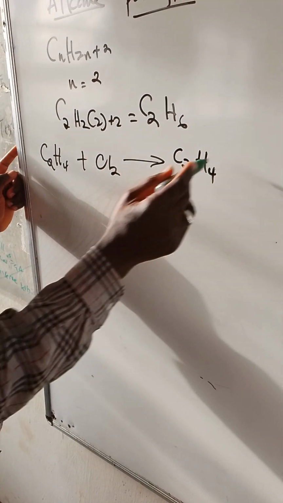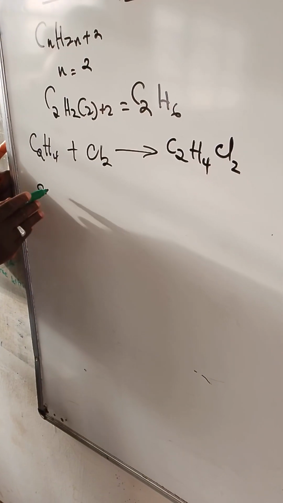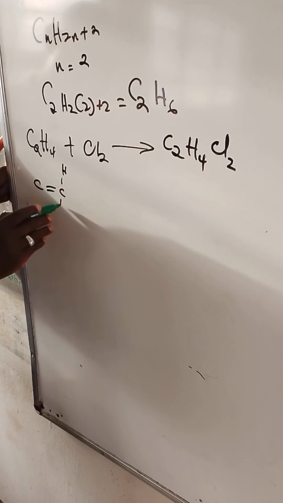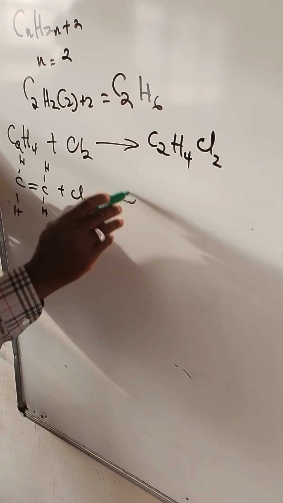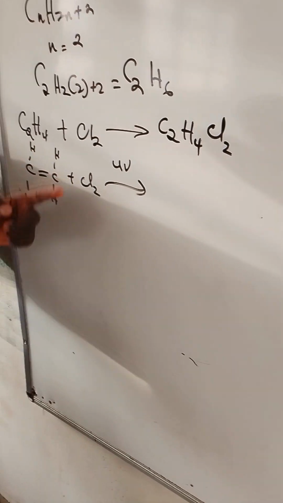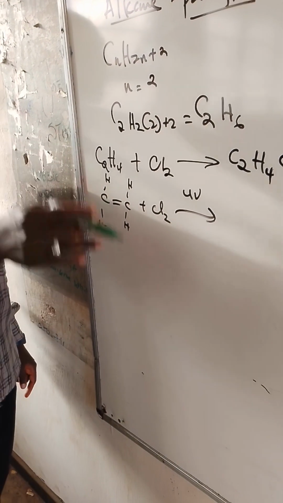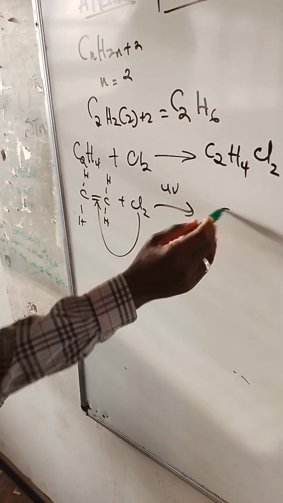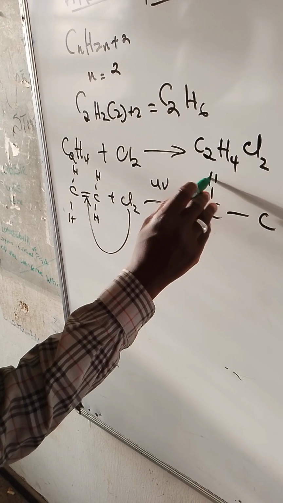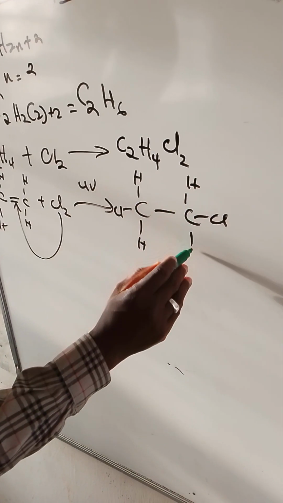When you add this to this, you are going to have C2H4 and how many chlorine? Cl2. If you want to do the structural formula, it is carbon double bonded with carbon, plus chlorine. The reaction usually occurs under UV light as a catalyst. What happens is that the chlorine, because of its electronegativity, will come and break down the bond to form a single bond. Now we have H, H, chlorine, chlorine, H, H.